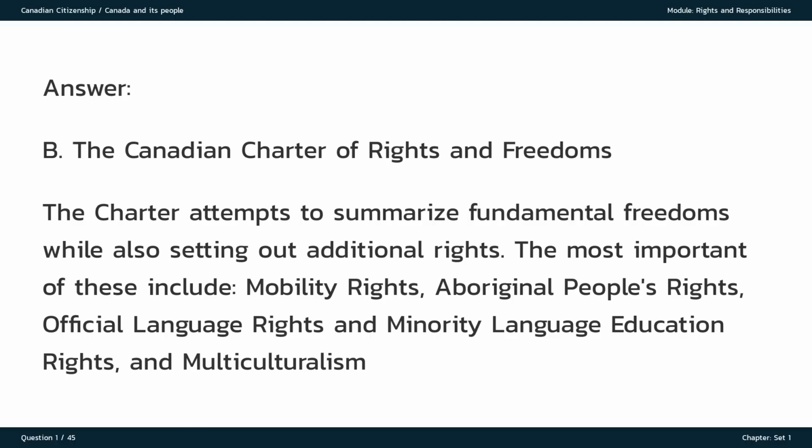The answer is B. The Canadian Charter of Rights and Freedoms. The Charter attempts to summarize fundamental freedoms while also setting out additional rights. The most important of these include mobility rights, Aboriginal people's rights, official language rights, and minority language education rights, and multiculturalism.